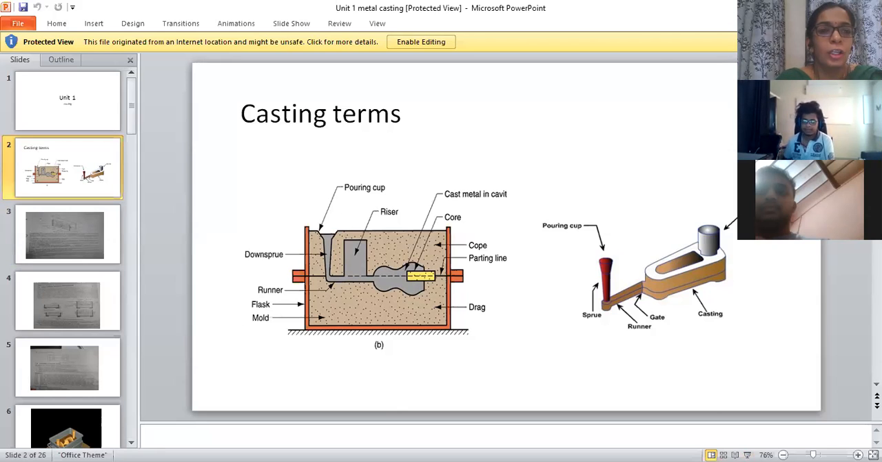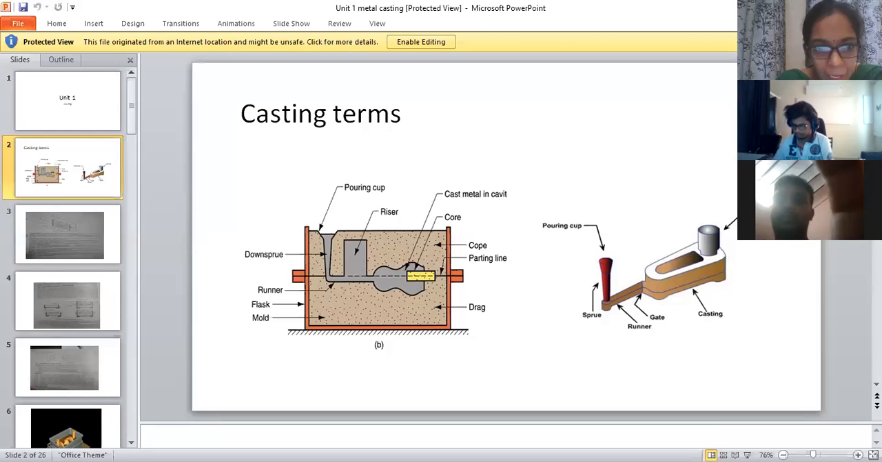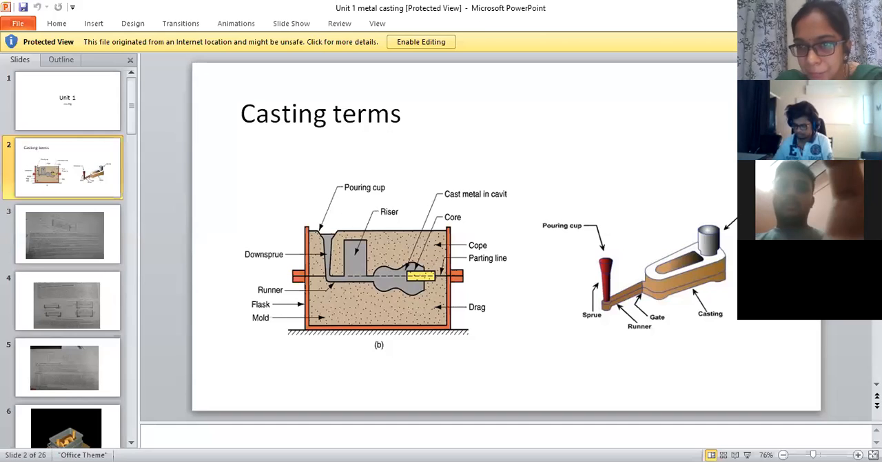Okay. So here you can see the first topic in unit one is casting terms, right? So these are the basic casting terms. The upper one is the cope and the bottom one is the drag, which is filled with the sand. This ash colored part is the cavity which you will fill with the molten metal.